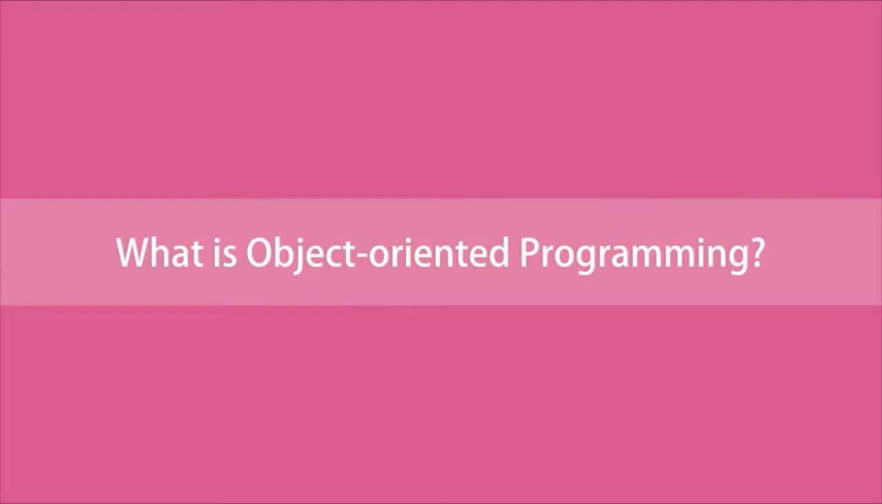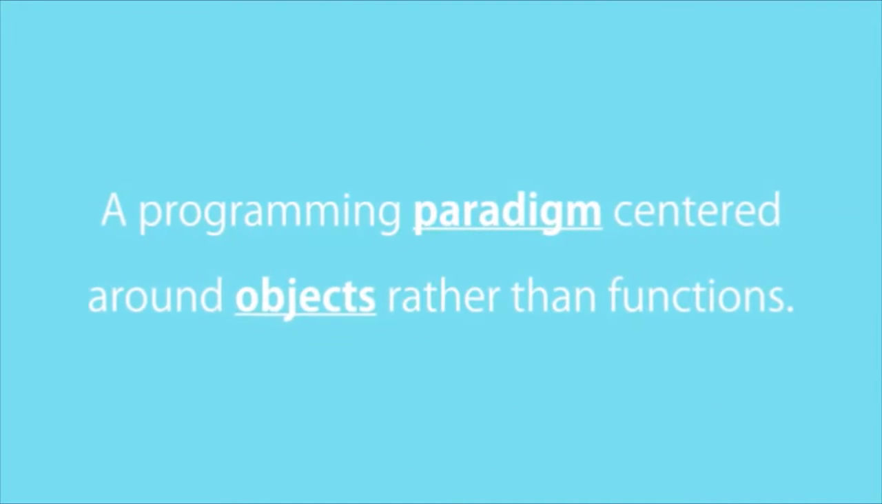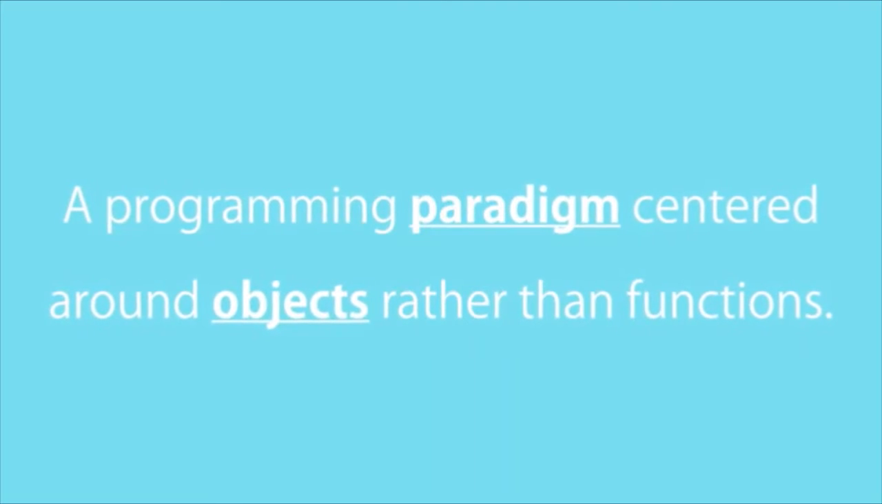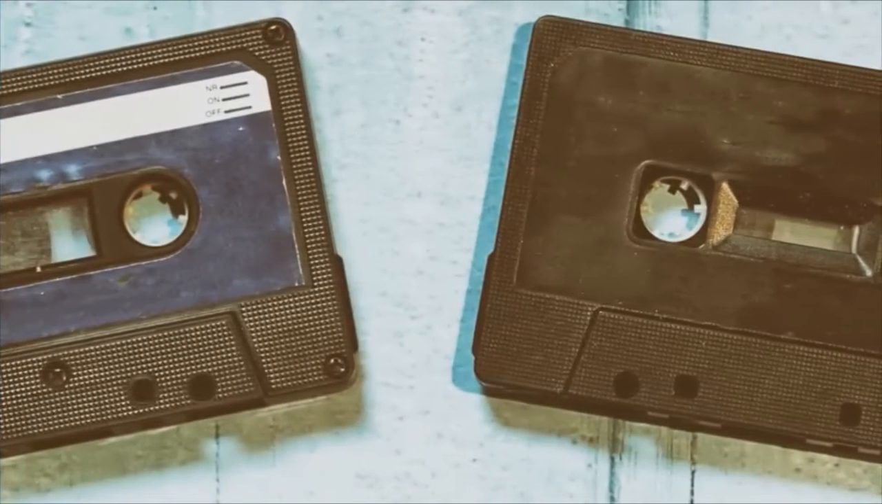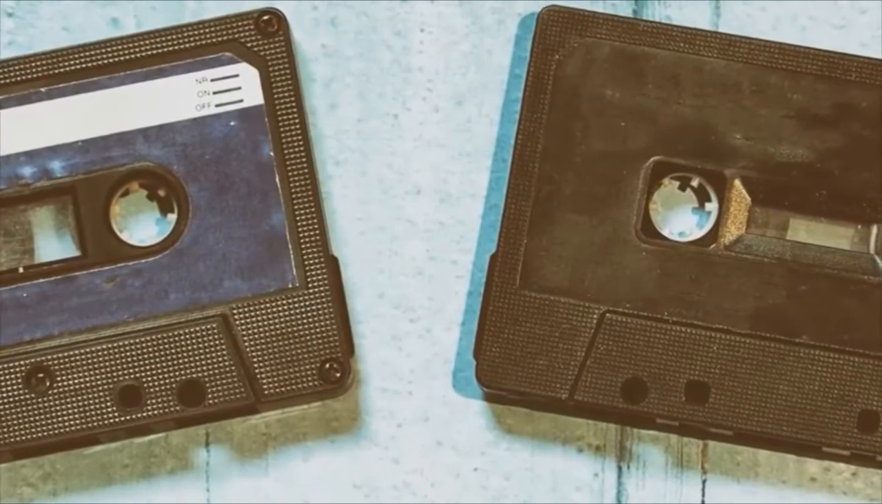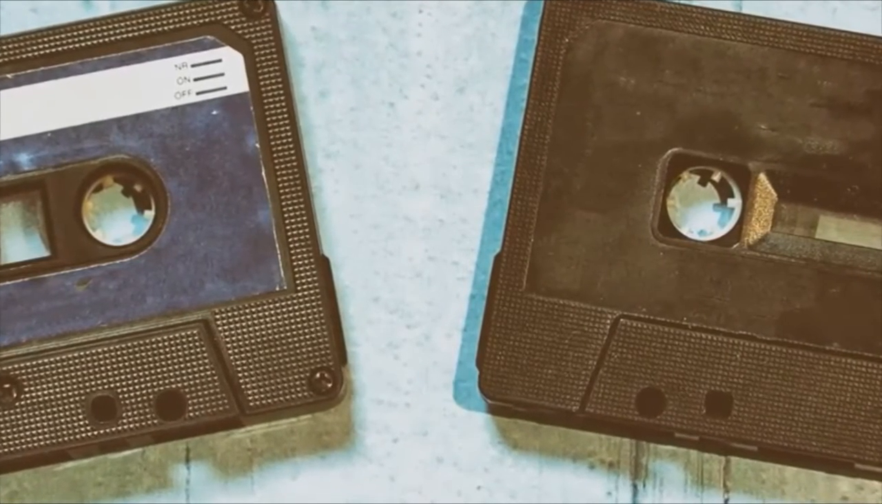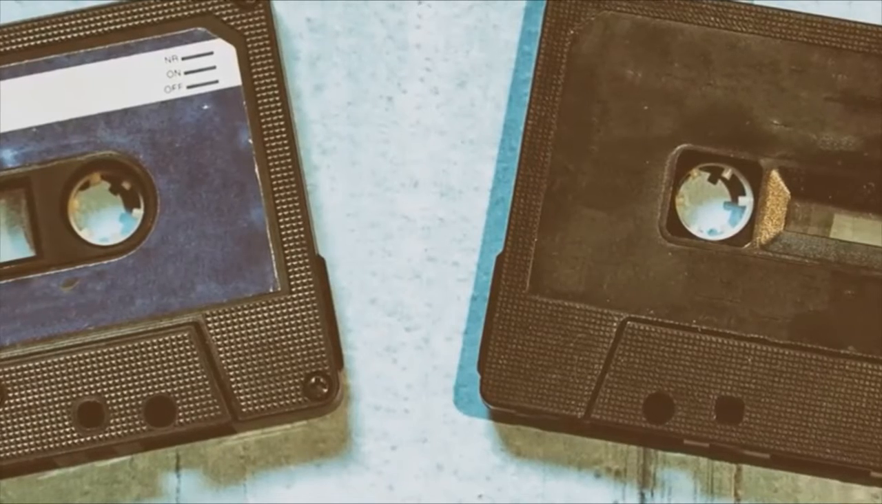So what is object-oriented programming? Object-oriented programming is a programming paradigm or a style of programming that is centered around objects rather than functions. It's nothing new, it's been around since the 70s, but unlike tools and frameworks that come and go, object-oriented programming is still very relevant today.